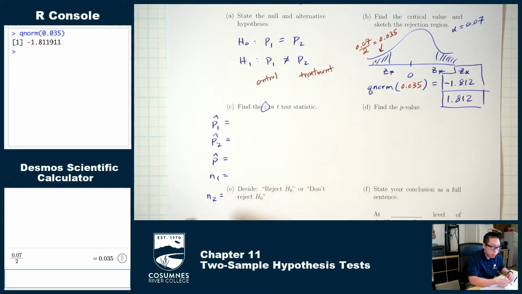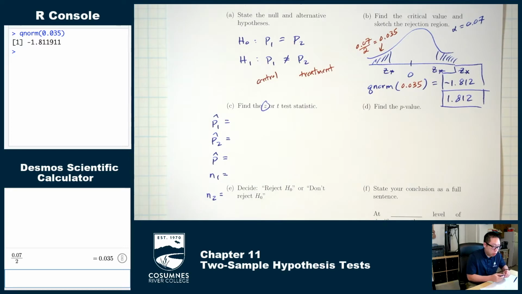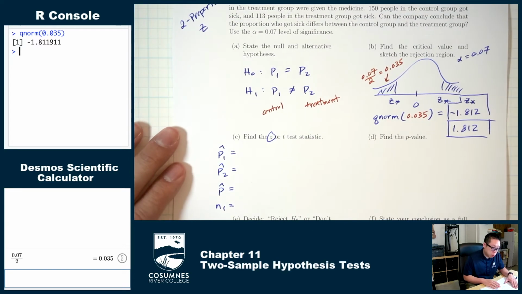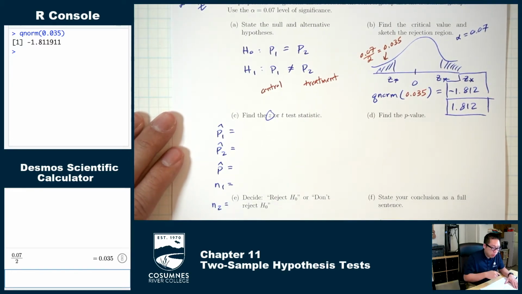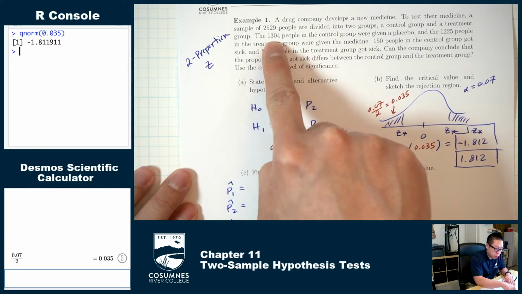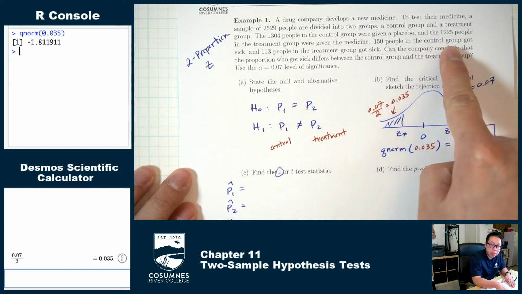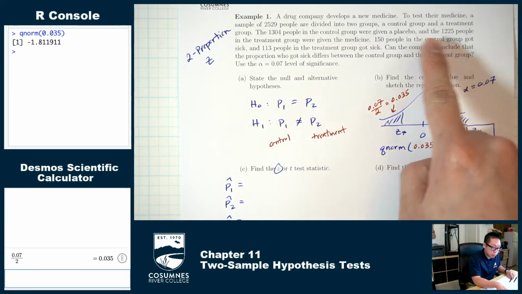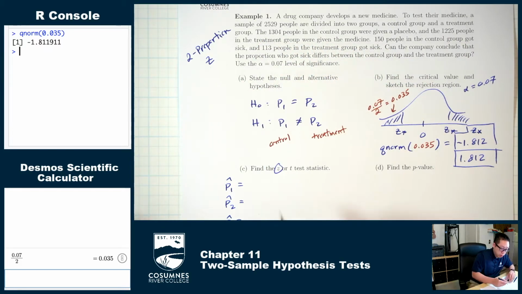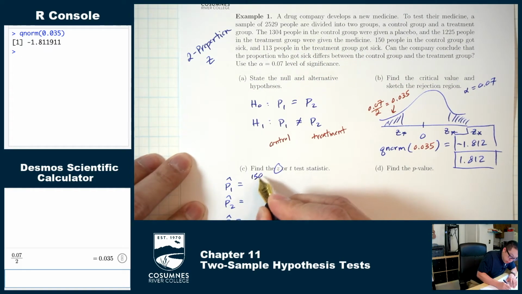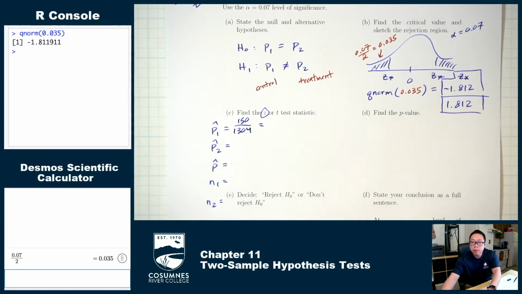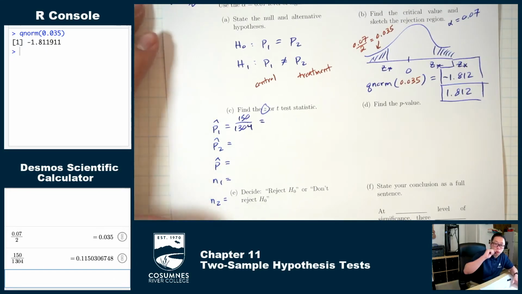P1 hat is going to be the proportion from my first sample, which is the control group. So for my control group, how many people total and how many people got sick? For the control group, there's 1,304 people and 150 people in the control group got sick. So P1 hat is going to be 150 out of 1,304. Okay, so 150 out of 1,304, 0.115.